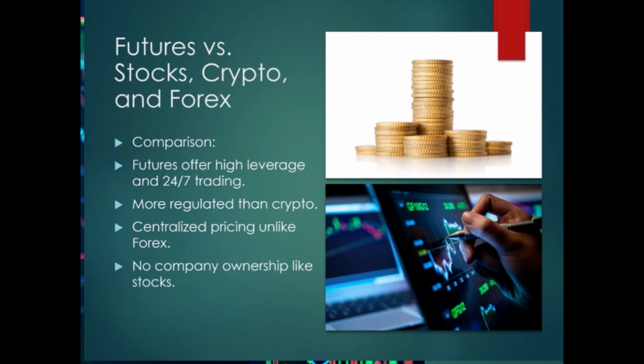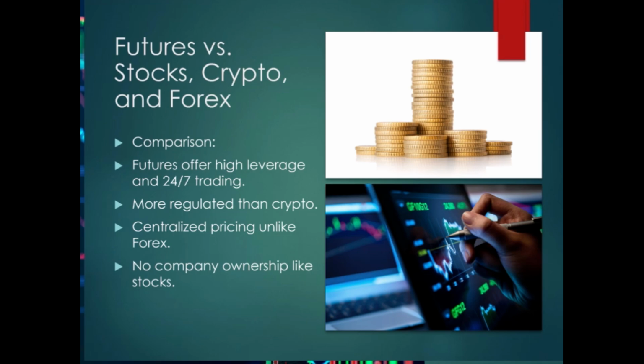So number 3, pricing and transparency. You've got centralized versus decentralized. So how does pricing work? Futures price comes from a centralized exchange. Everyone sees the same price. No confusion, no variation. In forex, on the other hand, price is decentralized. It depends on the broker.